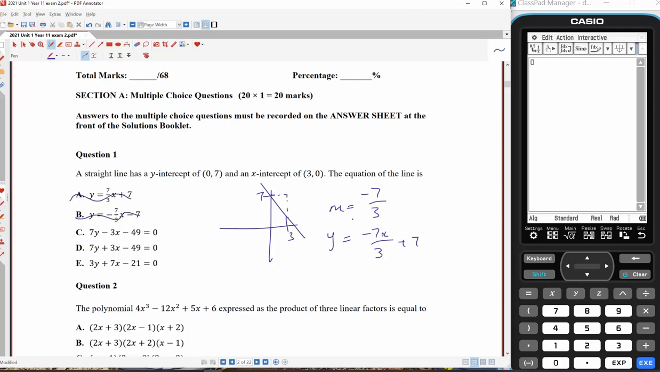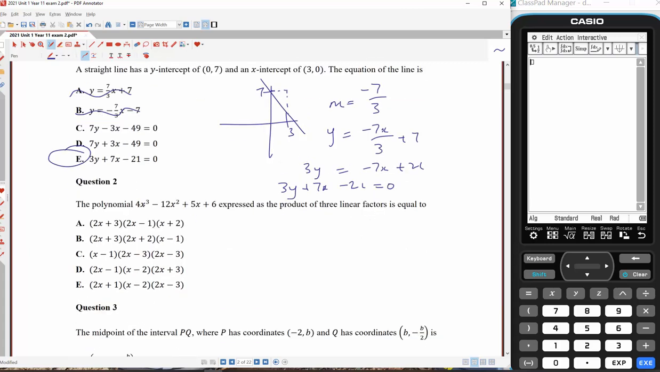So obviously it's a transposed version of that, which is a bit tough for a first question, but what we'll do is we'll multiply all of this by 3. And then what we'll do is swing them over to the left-hand side. So I think the answer is E. Let's go 3y plus 7x, take 21 equals 0. Yeah, it's E.